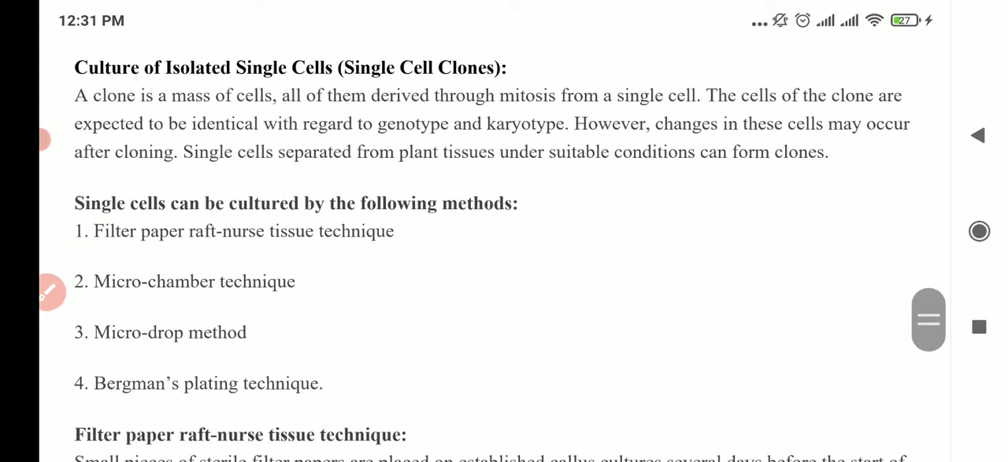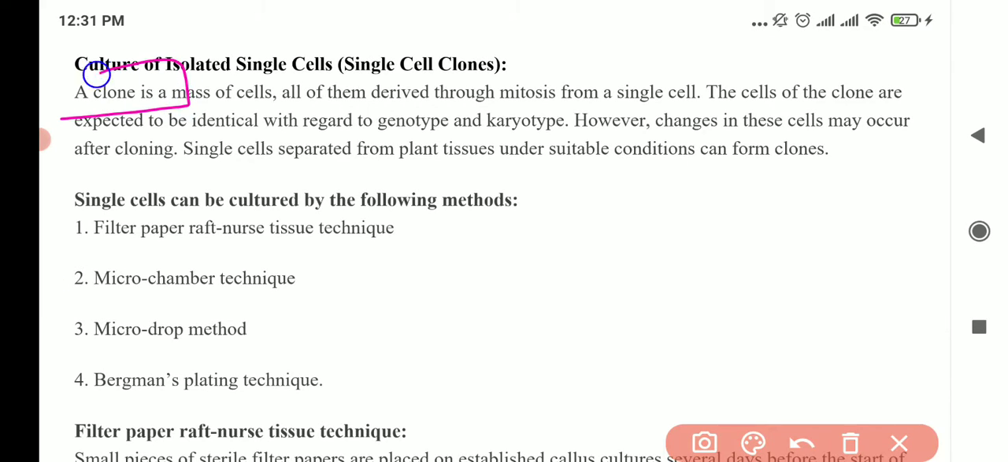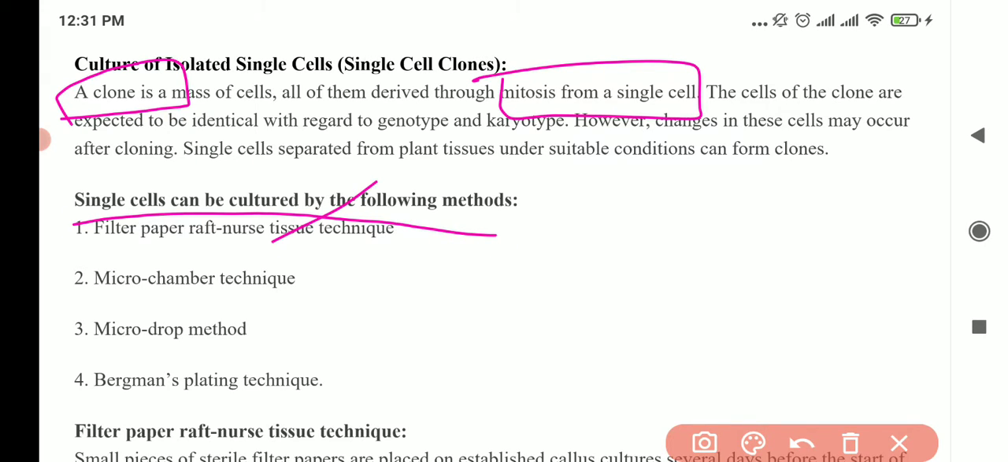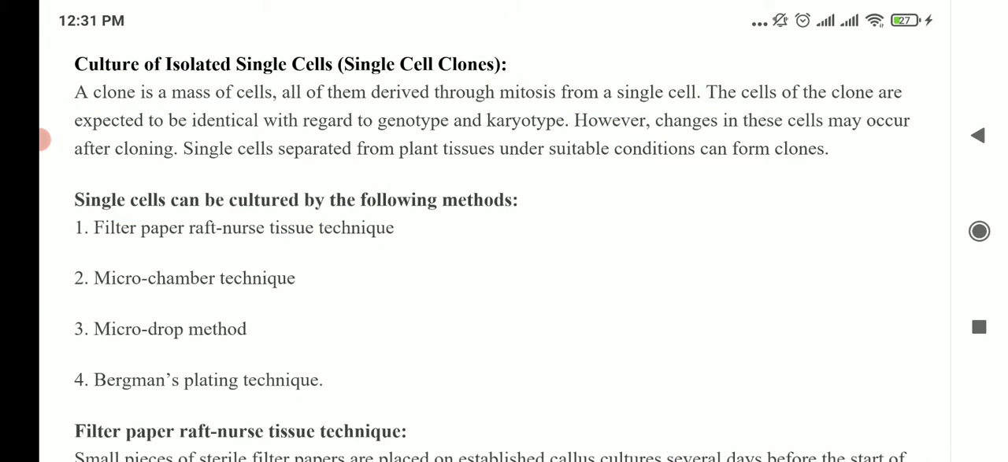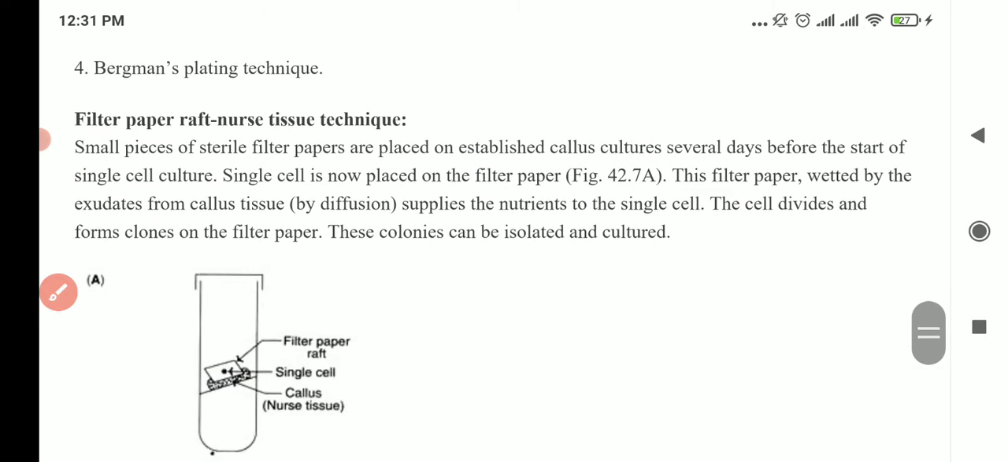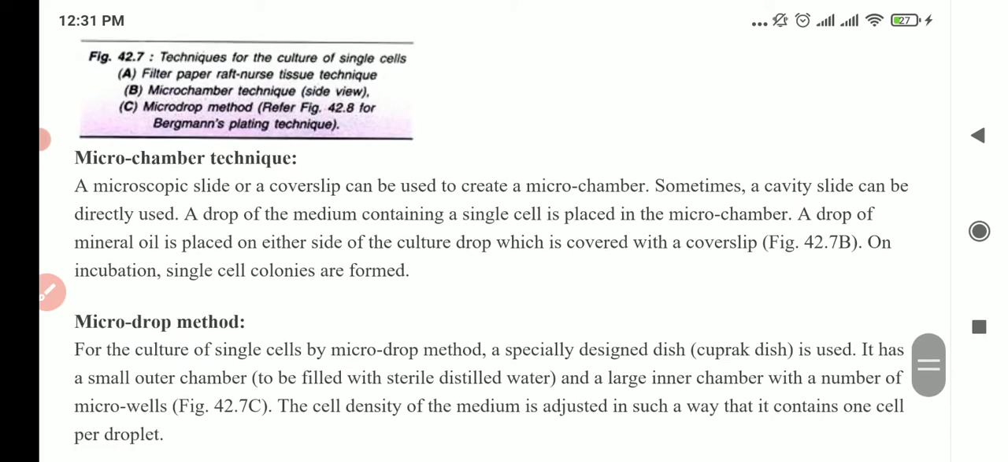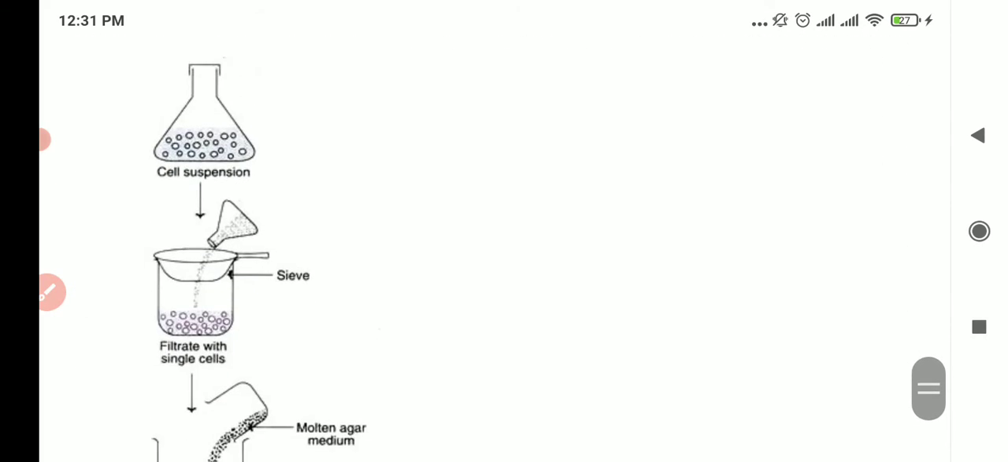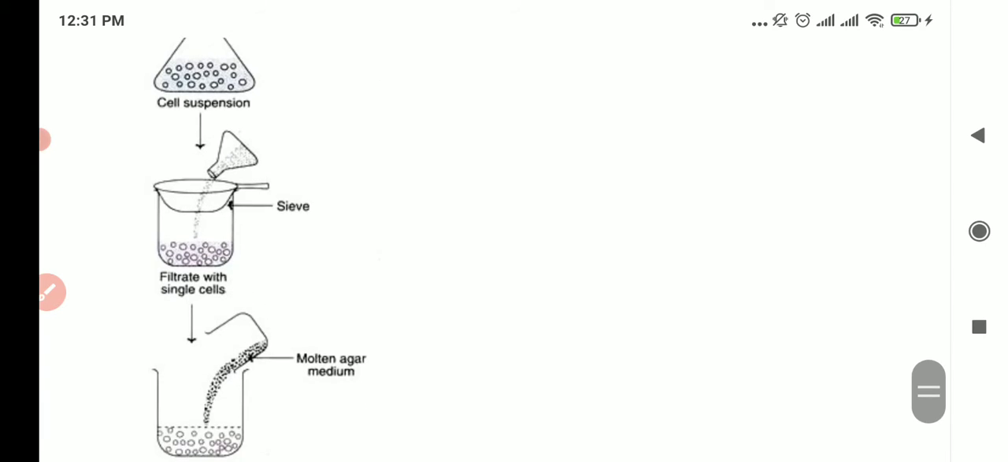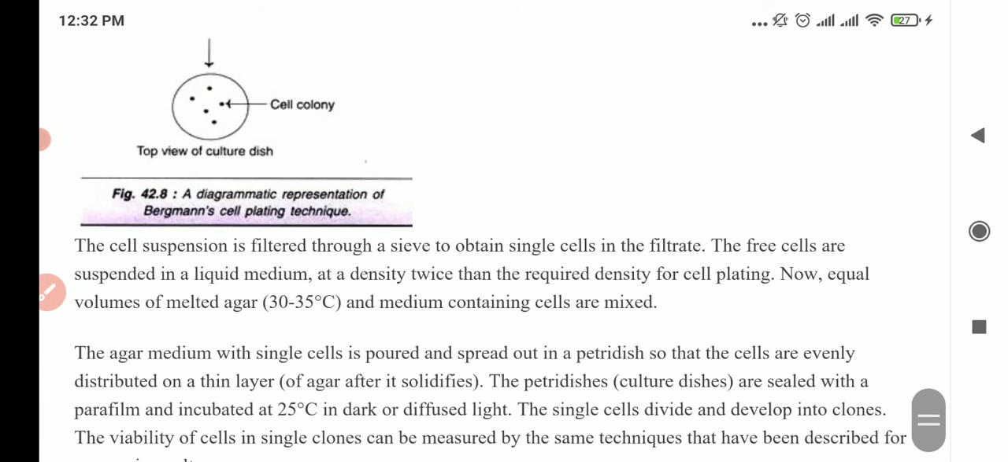Then, what is a clone? A clone is a mass of cells which has been derived from one cell through mitosis. Single cells can be cultured by these techniques. It's just given, it's just to culture the cell. It's not exactly in your syllabus, but if you want to know extra, you can see some of these methods. But they usually come up during NET and all, so it's good if you know. If you don't remember also, it's okay.